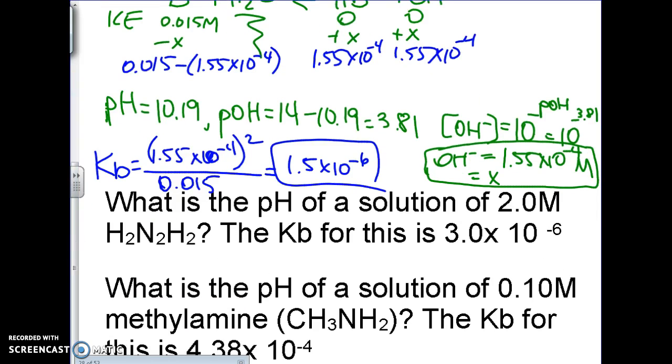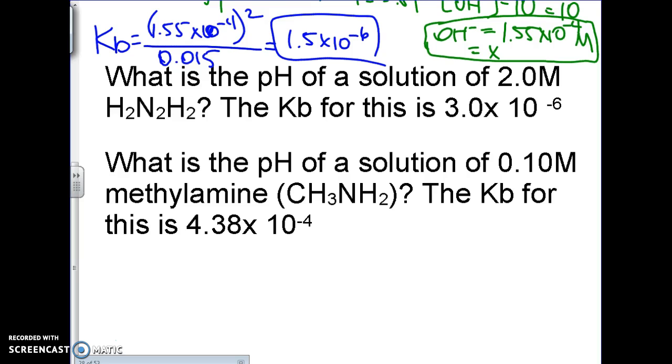These last two questions here are for extra practice for you. I'm asking you to solve for the pH of a solution given the initial concentration, as well as the Kb value. The second one is a similar situation. Those are extra practice since you don't really have a problem set for just Kbs.